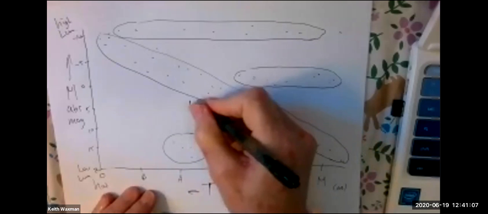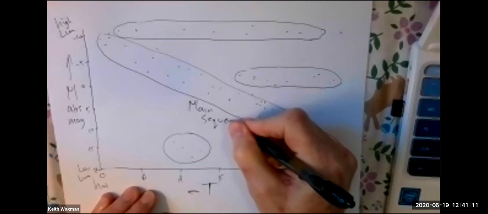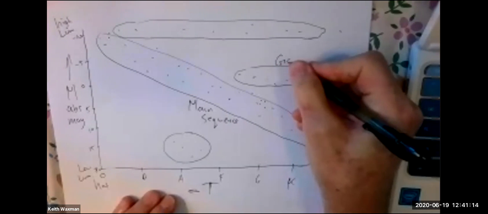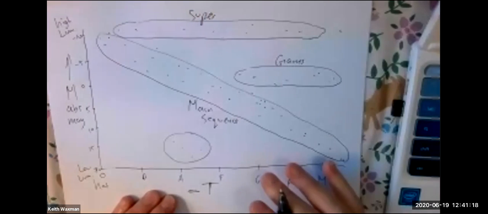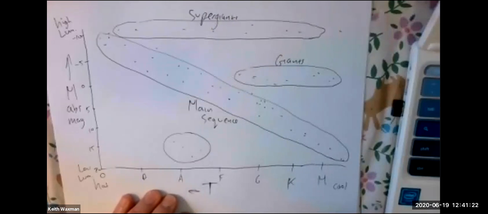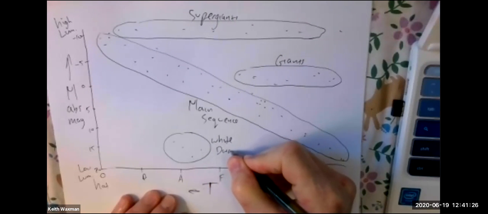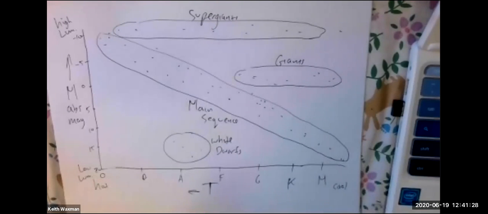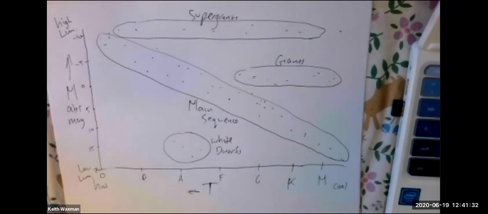So again, main sequence, giants, supergiants, and white dwarfs. So that's my picture. That's my HR diagram. You do your own. You do as well as you can. Just sketching it out so we're going to get to know these regions.